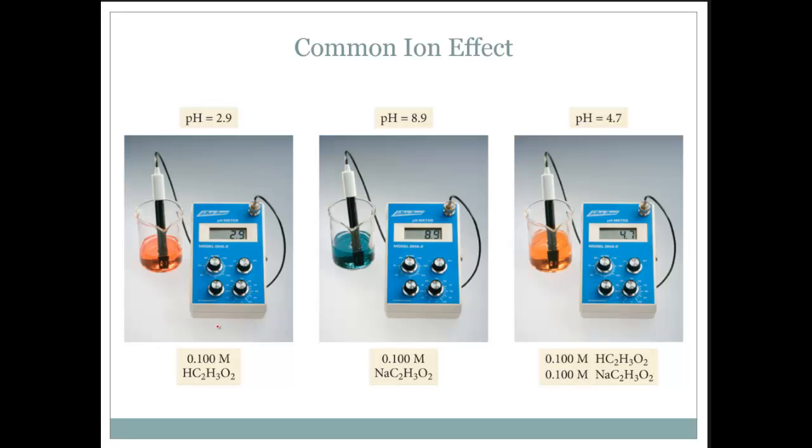So let's take a look at this one. We have acetic acid and sodium acetate. Separately, acetic acid has a pH of 2.9, while sodium acetate has a pH of 8.9. Once you combine them, they even out.